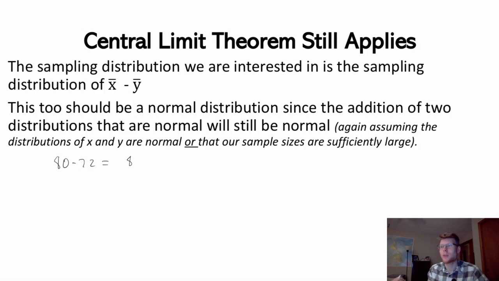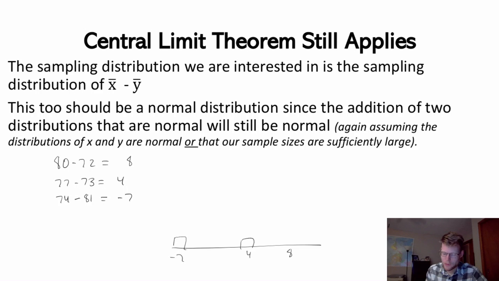But let's say that I take another random sample from each distribution and I get 77 minus 73, that's going to be 4. Maybe I do it again and I get 74 minus 81, and that's going to be negative 7, right? So if I keep sampling and taking the difference of my sample means, I am creating a distribution of possible sample mean differences. So I have an 8, I have a 4, I have a negative 7, right? And if I keep doing this, I would keep building up this distribution of possible sample mean differences.